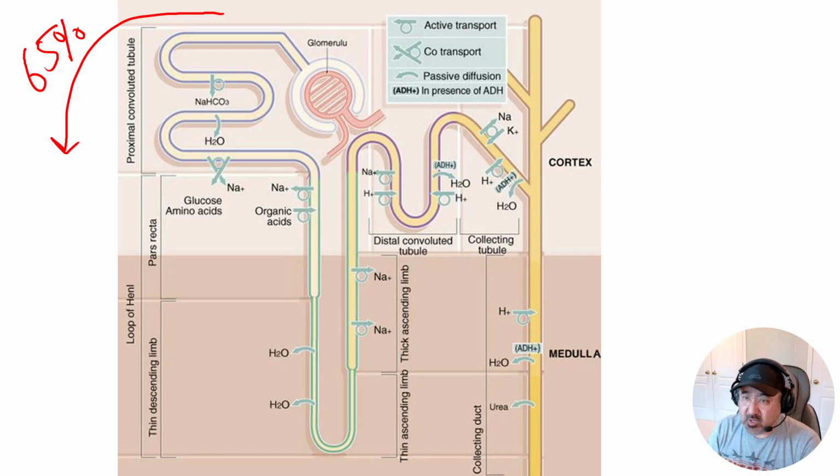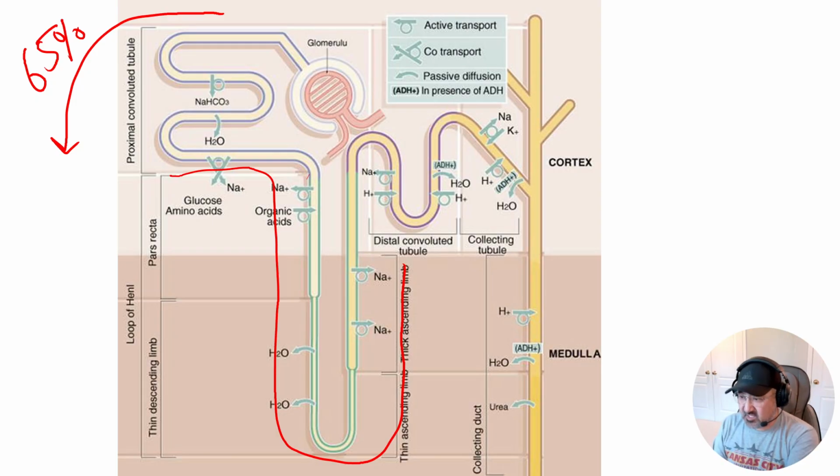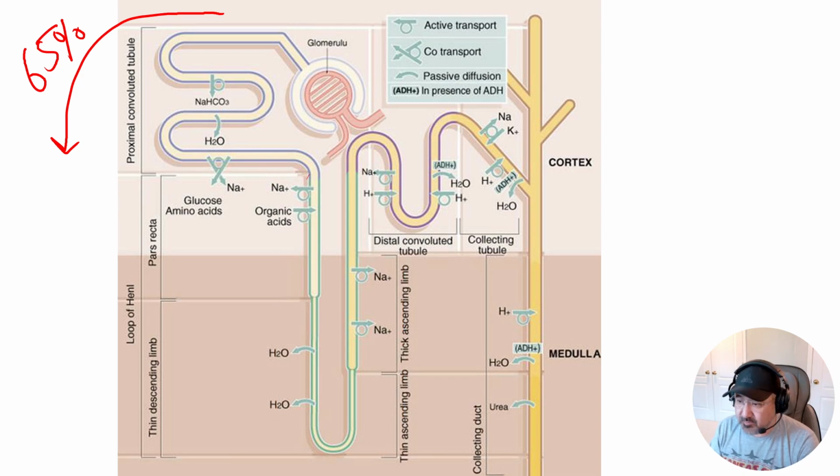That's the proximal convoluted tubule. Then it's going to go down this thing. It looks like the drain catch. This is called the loop of Henle. The loop of Henle is in the medulla, as you can see. The loop of Henle has what we call a countercurrent mechanism. So what it's doing in the thick ascending portion, sodium is actively reabsorbed.